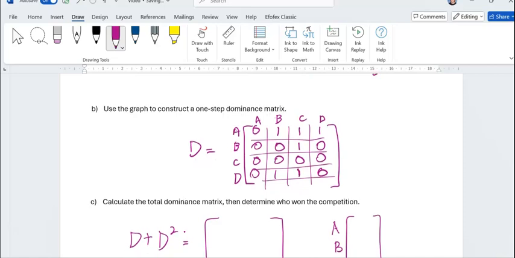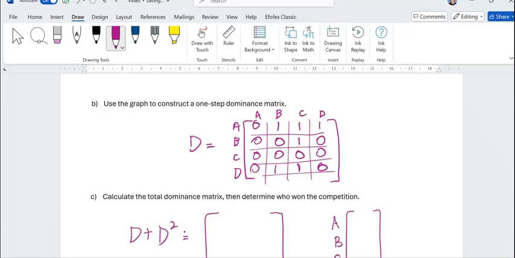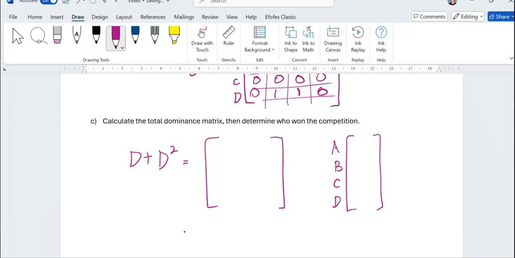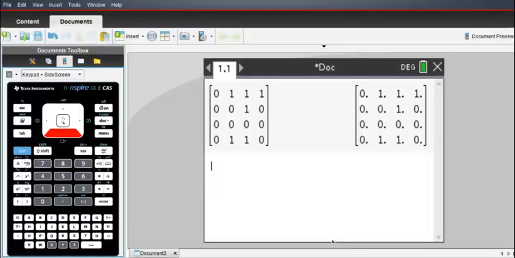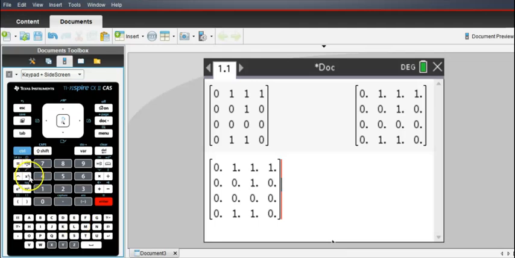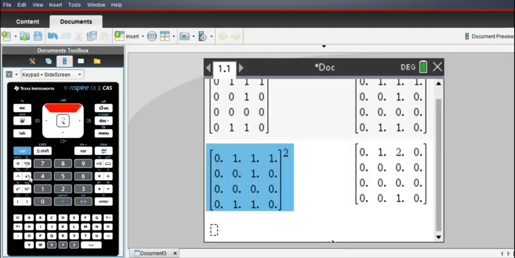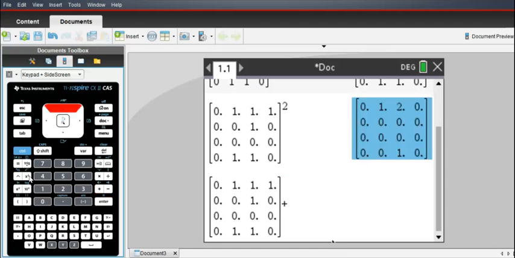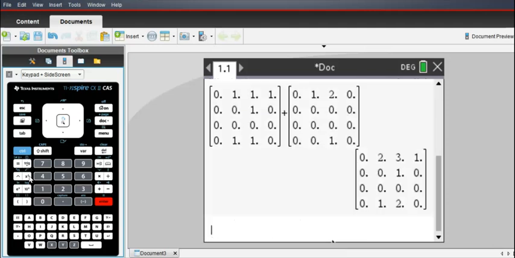So we've been able to construct our dominance matrix from our network diagram. If we're going to calculate total dominance, it's the same thing as the 1 and 2 step total communication matrix, so D plus D squared in this case. On your calculator, you would type in your D matrix, square your D matrix, and then add the two together. There's matrix D added to matrix D squared, and there's my total dominance matrix. Once I've got my total dominance matrix, I would write that down.